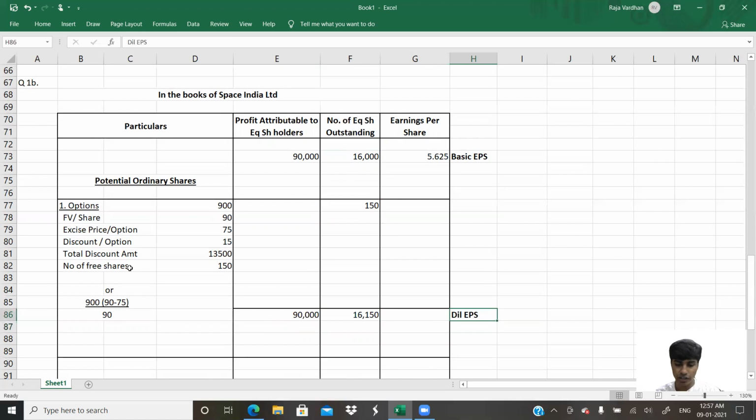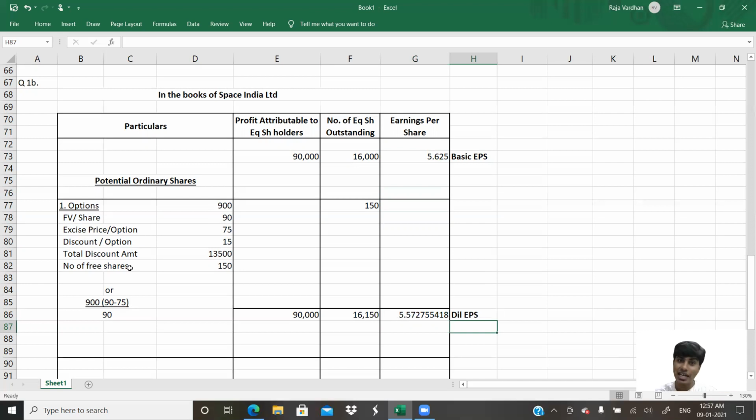Diluted EPS after converting. If these potential ordinary shares, these potential options, get converted to shares, how much will it be? So that will be 90,000 divided by 16,150, which becomes 5.572. Concentrate. The EPS was 5.625, and here it is 5.572. So it is dilutive.